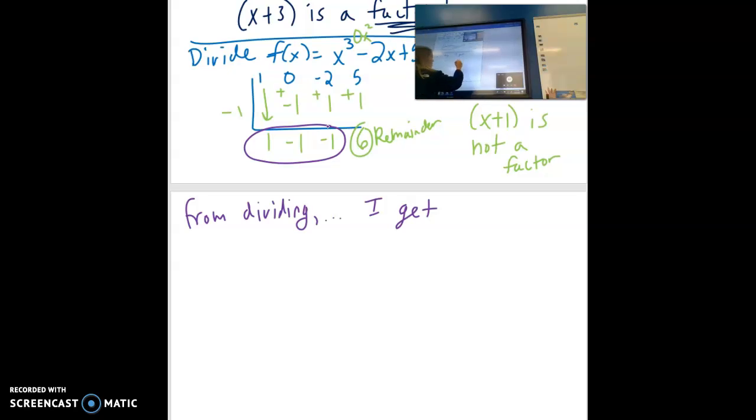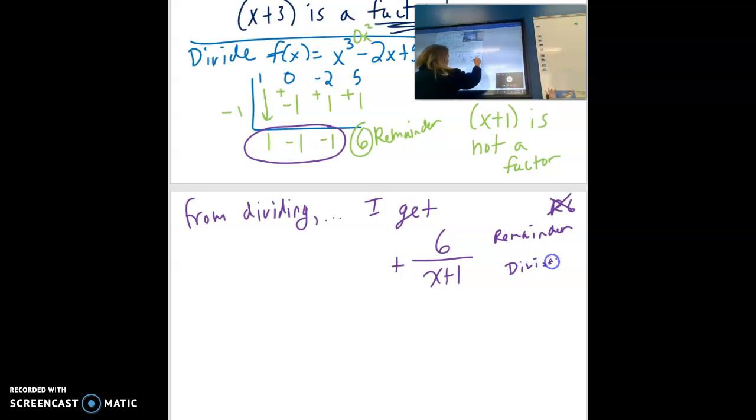Well, how do you write a remainder? Well, you're used to writing a remainder as R6, which is not true. Okay, you write a remainder by having it 6 over what you divided by. So this is your remainder. And the bottom would be what you would divide by. So we've been dividing by x plus 1 in this problem. Okay? It's your divisor.